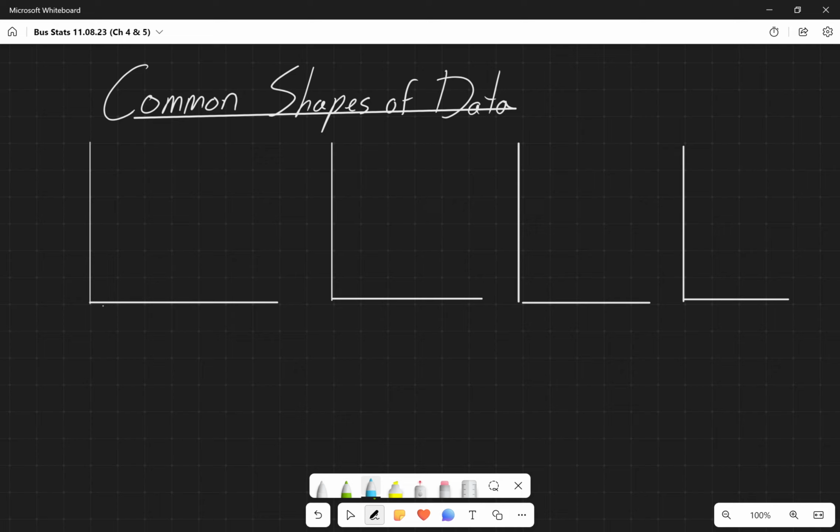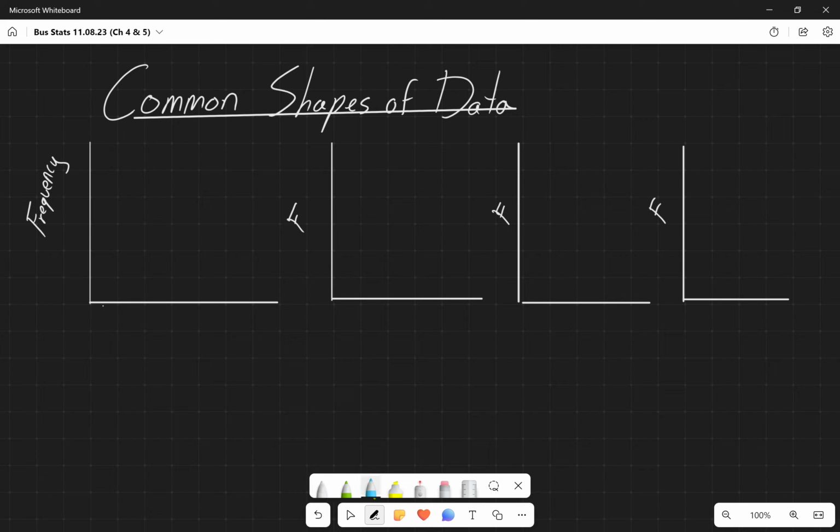Now we're going to be looking at the shape of the data. And we have 4 shapes of the data that we're going to consistently be seeing here. On all of these axes, we have the frequency on the y-axis. And they're going to have different x-axes. So we're going to label those as we go. But all of them have frequency on the y-axis.